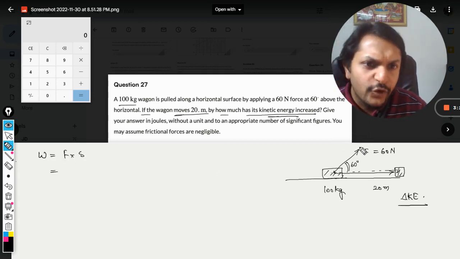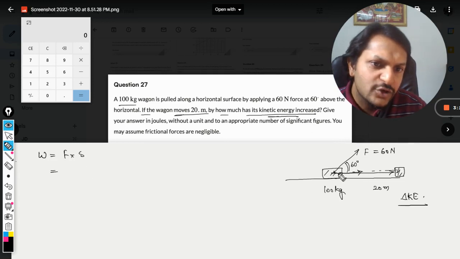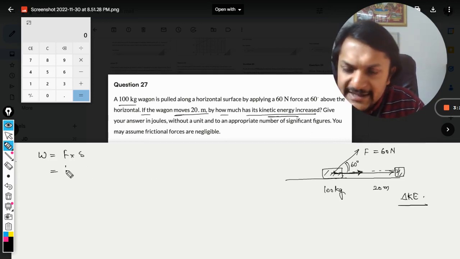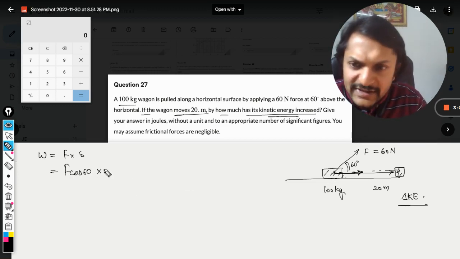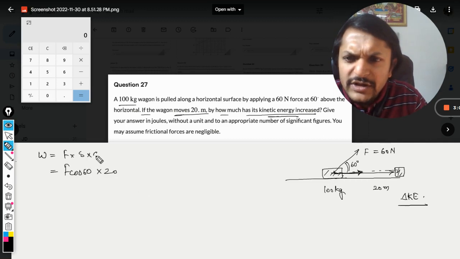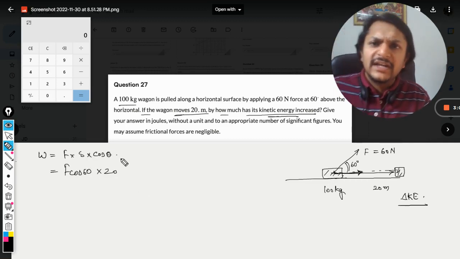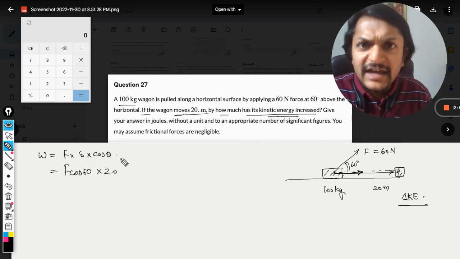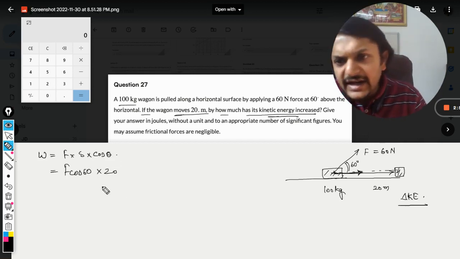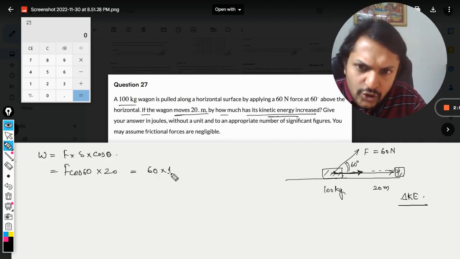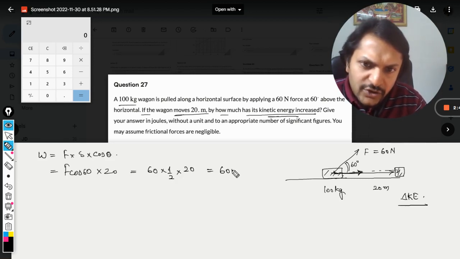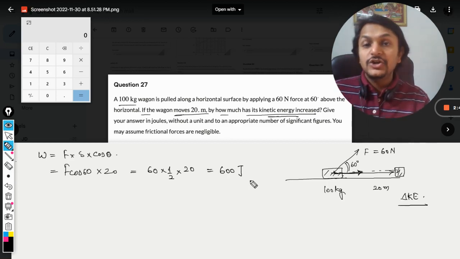So what is the force here? Now we are going to have this component, that is F cos 60. So F cos 60 is the force, and what is the displacement? That is 20. And also we know that overall you can take the formula for the work as F into S cos theta. So you can directly apply this value. So 60 into cos 60, which is half, into 20. So there you are, you're getting 600 joule.